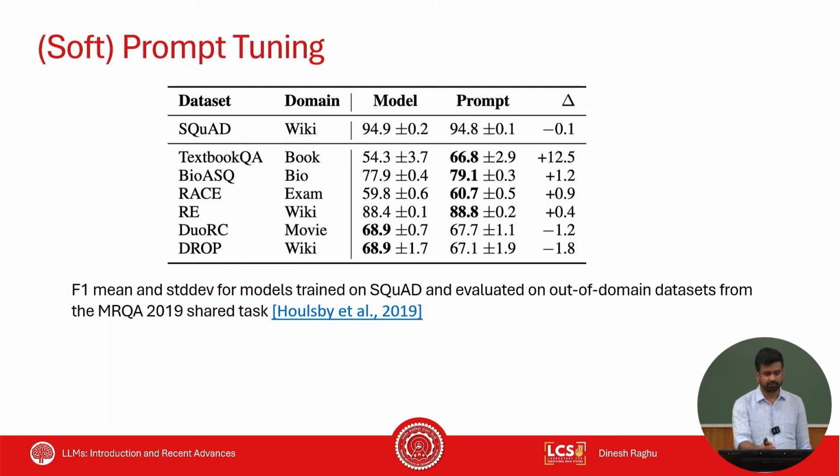They show a bunch of different domains. Some are close to Wikipedia, some are slightly far away. And one of the biggest takeaways here is that the 12.5 improvement on books was actually a very good insight.